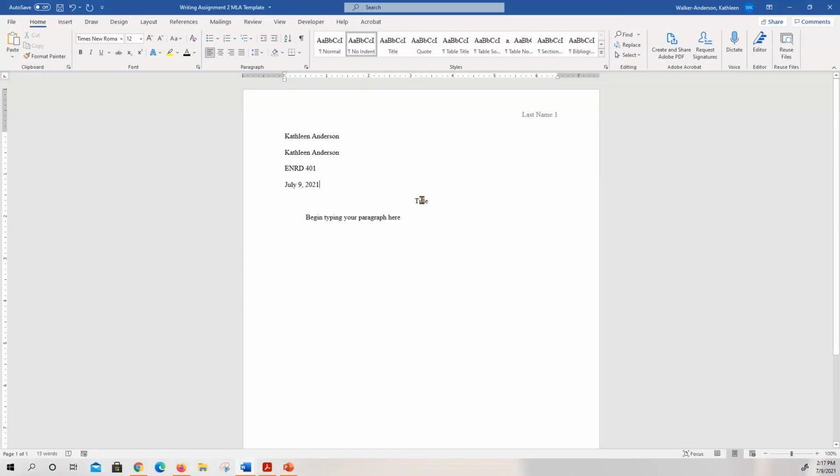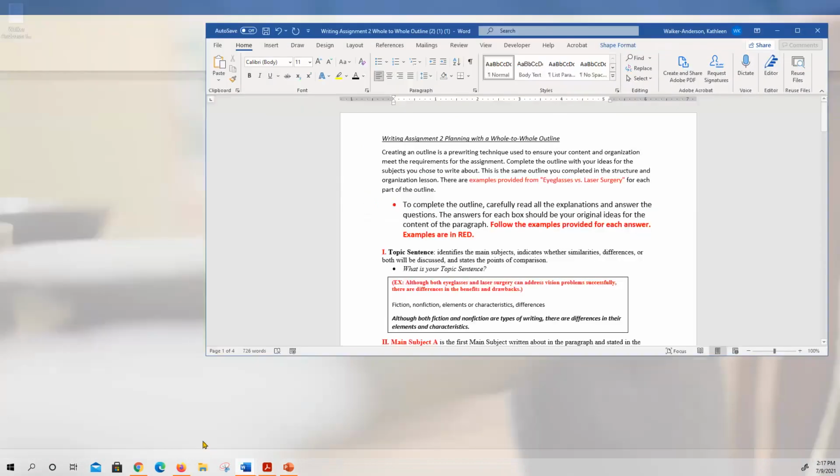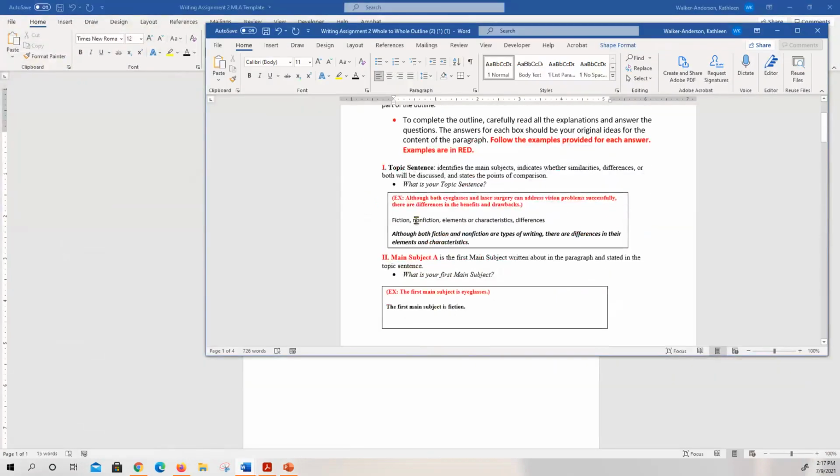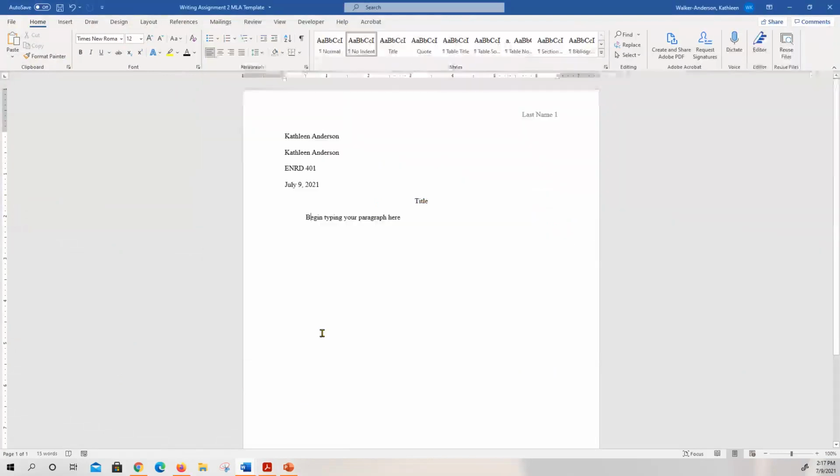I want to title it. I'm not going to do that right now for my rough draft. I'm going to wait till after I'm done to title it. But I would start by putting my topic sentence here. And so you can copy and paste your information from your outline to begin your rough draft. So although both fiction and nonfiction are types of writing, there are differences in their elements and characteristics. So Control C. And my first sentence is my topic sentence.